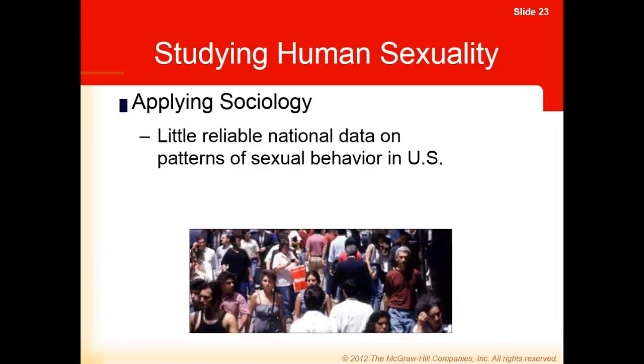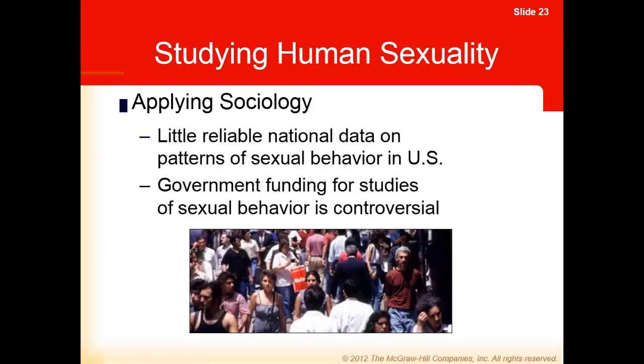There are a couple of famous researchers who have gathered data nationally on sexual behavior in the U.S., but there's not a whole lot of data that's been gathered on patterns of sexual behavior. There was the Kinsey report, and there were the Masters and Johnson studies. Those are really the only two widely available pieces of research on human sexuality.